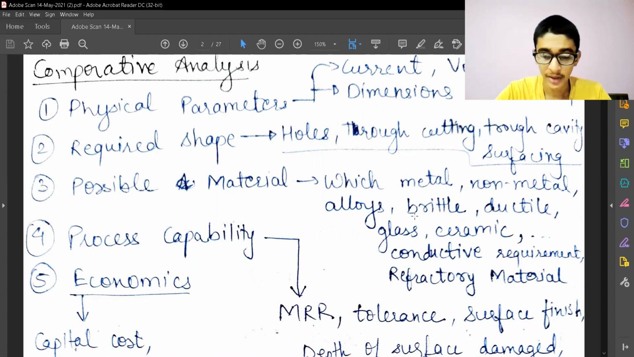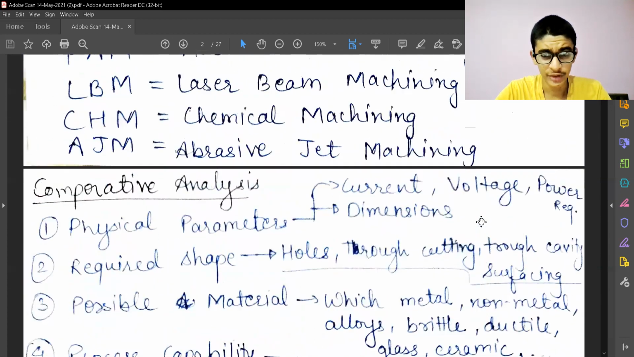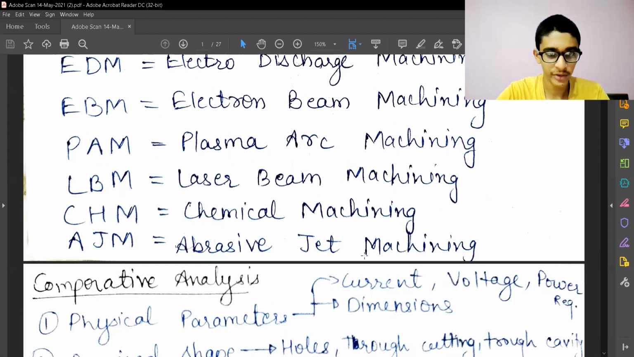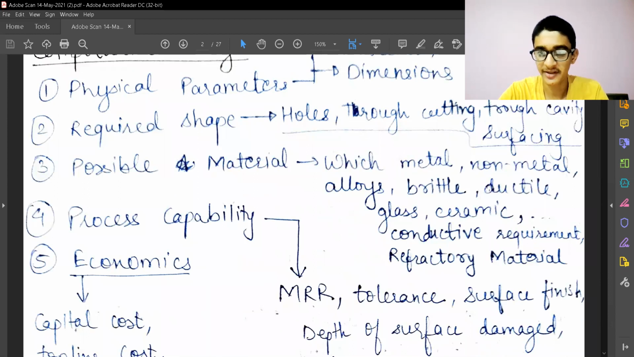Then I can use brittle material or ductile material. So in abrasive jet machining, if I'm going to use a ductile material, then the abrasive will lead to some ductile deformation, and that will not lead to any material removal. If the material is brittle, the abrasive jet that imparts energy is going to crack it, and that will lead to material removal. That's the difference. So we want to check whether it is brittle or ductile. So I can use glass, ceramic, or there is a requirement for refractory material or conductive material, etc.